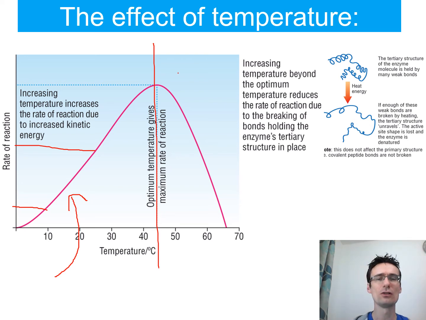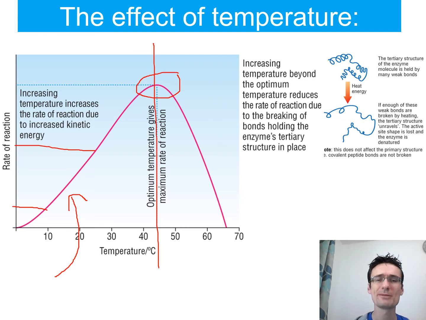Then you get to your optimum temperature, which is where you form the most enzyme substrate complexes in a certain time, and that's your optimum temperature. Obviously, after the optimum temperature, the rate of reaction suddenly drops, and you must always remember to actually mention what the graph is showing.